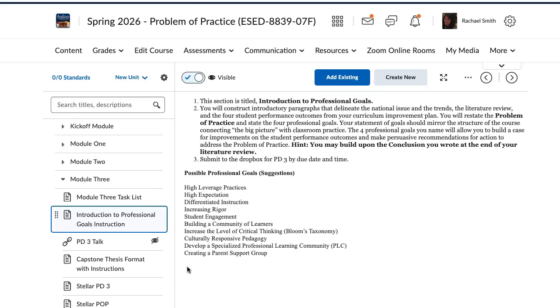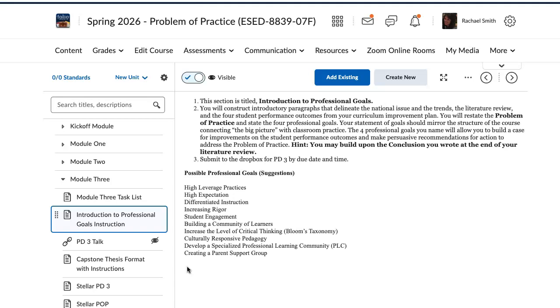So again, you don't have to fully flesh it out, but it should be kind of started as statements. And really, at this point, that's where you're going to reference the things that you identified in your research in the first section. So if your problem of practice, again, is literacy, and you can logically choose maybe high leverage practices as a professional goal.